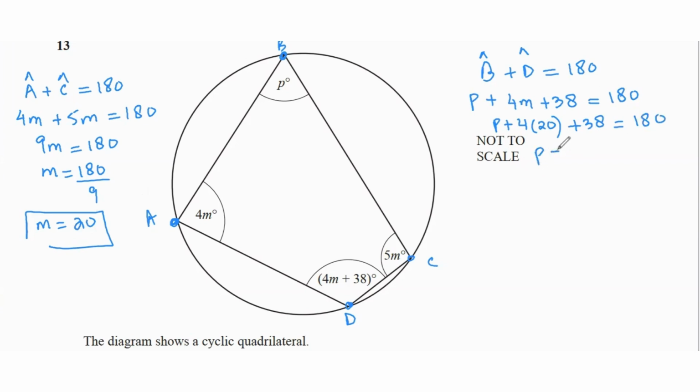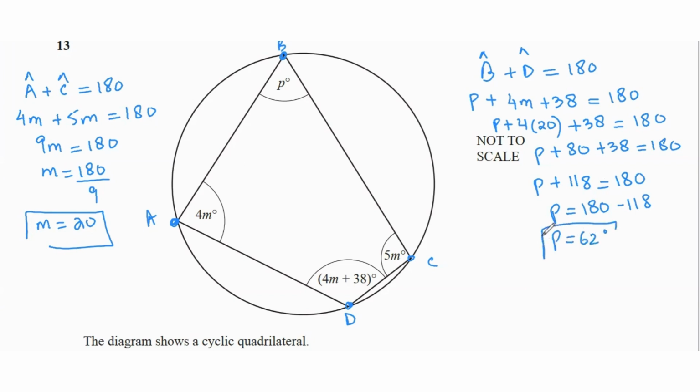So that's P plus 80 plus 38 equals 180. P plus 118 equals 180. We subtract 118 from 180, and that should give us 62 degrees as the value of P. And that's your answer.